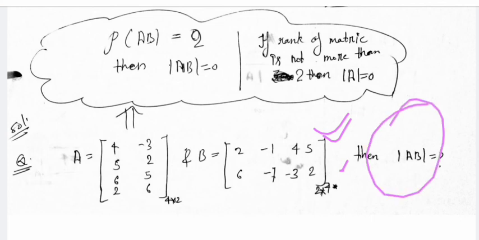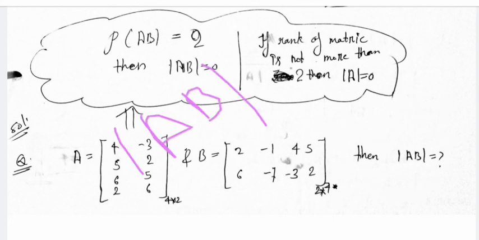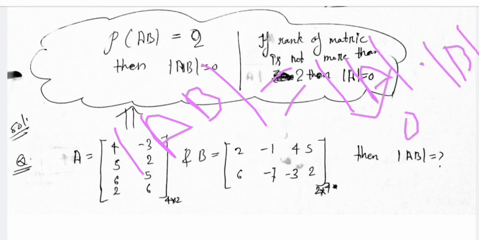Firstly we count the rank of the matrix. When we count the rank, the rank of AB is going to be 2. The rank of the matrix is not more than 2, so mod A is equal to 0. Of course this is correct, because when we found the determinant of A, we get that the determinant of A is 0. We know that mod AB is equal to mod A into mod B. So when A is 0, the whole product is also going to be 0. So our answer to this question is 0.